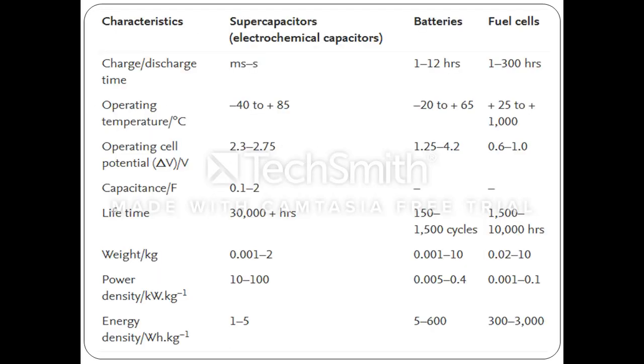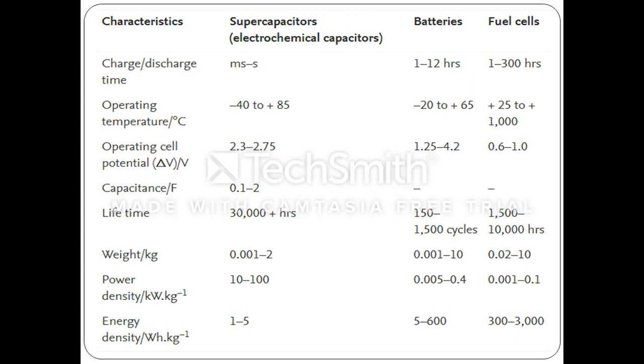Then difference between supercapacitor, batteries and fuel cell with the characteristics. First one is charge or discharge time. For a supercapacitor or chemical capacitor, it is in millisecond or second. Then for batteries it is 1 to 12 hours, and for fuel cell it is 1 to 300 hours. Then operating temperature per centigrade: for supercapacitor -40 to +85 degrees centigrade, for batteries -20 to +65 degrees centigrade, and for fuel cell it is +25 to +1000 degrees centigrade.